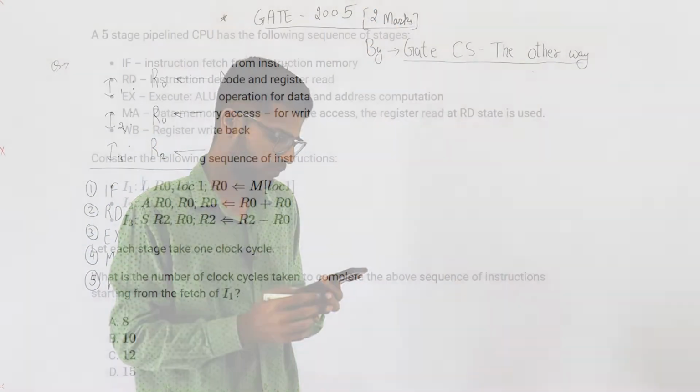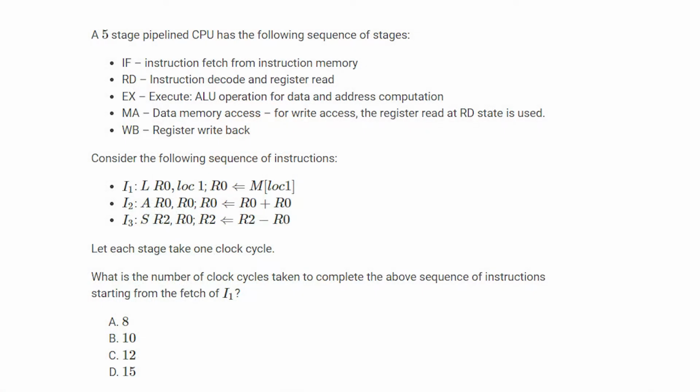A 5-stage pipelined CPU has the following sequence of instructions. Then you're given this sequence. It has 5 stages. Just have a look at these stages, which are IF, RD, EX, MA, WB. And then also just have a look at this program. There are only 3 lines in the program. And they're asking, let each stage take 1 clock cycle. What is the number of clock cycles taken to complete the above sequence of instructions starting from fetch of I1?